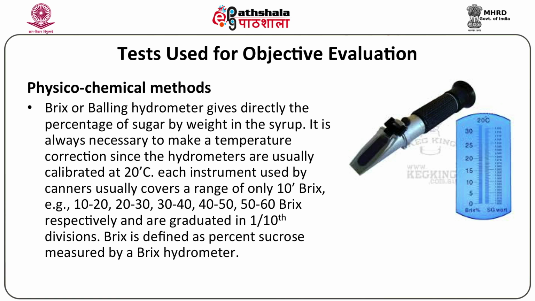It is always necessary to make a temperature correction since the hydrometers are usually calibrated at 20 degrees centigrade. Each instrument used by canners usually covers a range of only 10 Brix, or 50 to 60 Brix respectively, and is graduated to 1/10 divisions. Brix is defined as a percent sucrose measured by the Brix hydrometer.